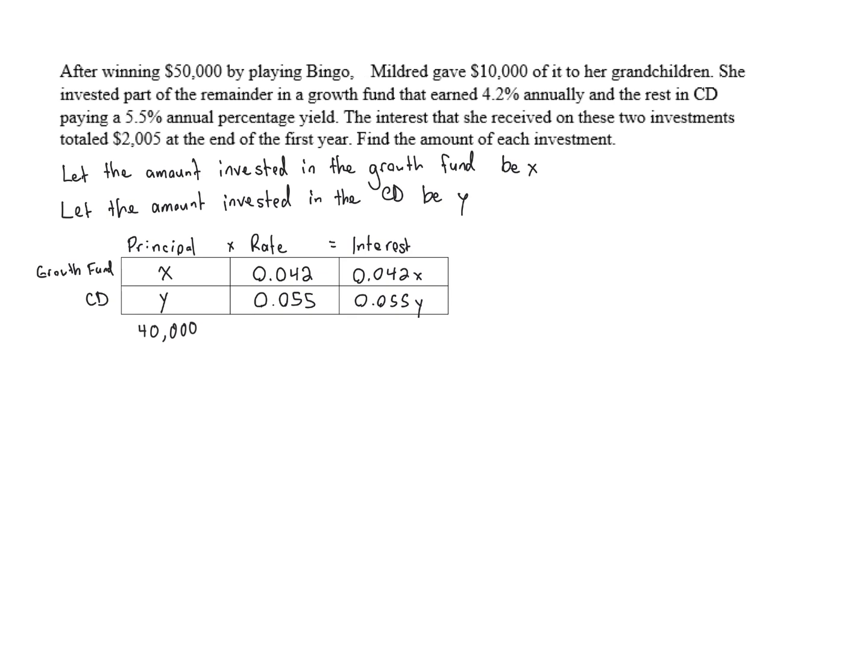We're also told the total interest earned after that first year was $2,005. So that's going to go at the bottom of the interest column. Now that we've made our let statements and we've filled out everything in the table, organizing all of our information, we need to write a system of equations that models the situation. The first equation is going to come from the first column. What equation does this column give us to solve?